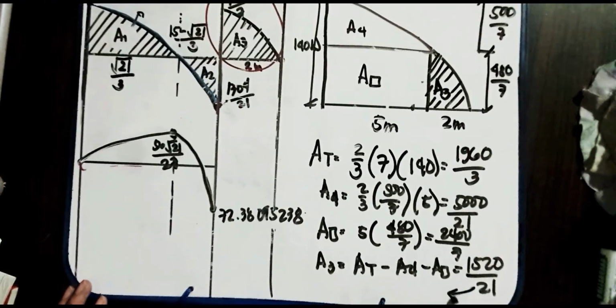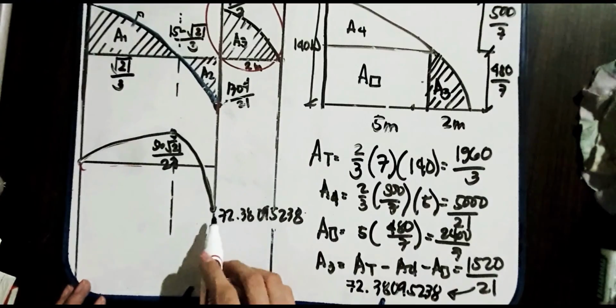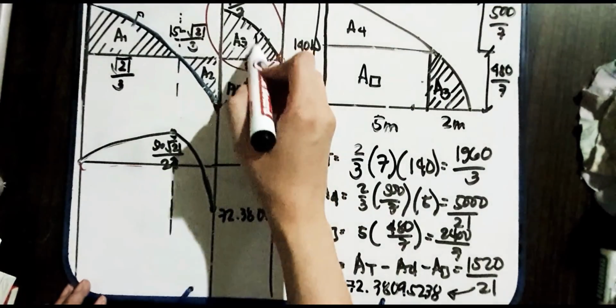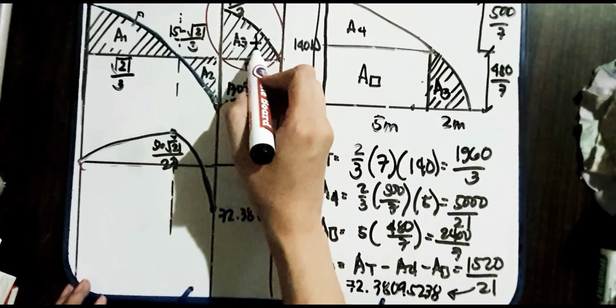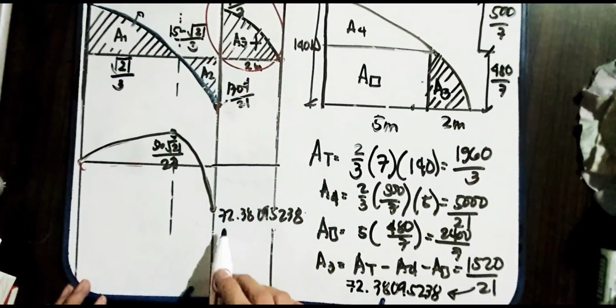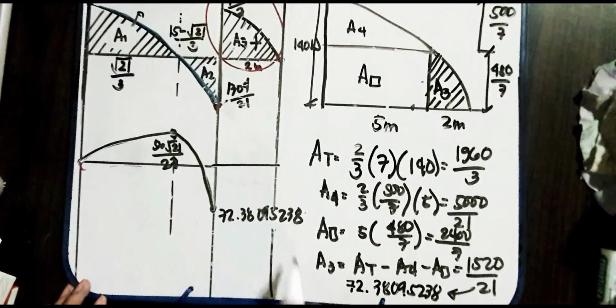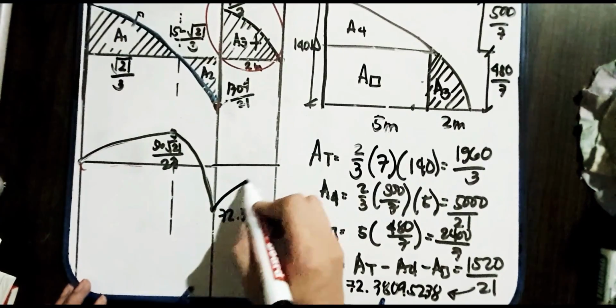This is also, okay, 72.38095238. So, ibig sabihin dito, sa nakuha natin, okay, that is plus. So, ibig sabihin positive yan. So, 72.38095238 minus this is equivalent to 0.